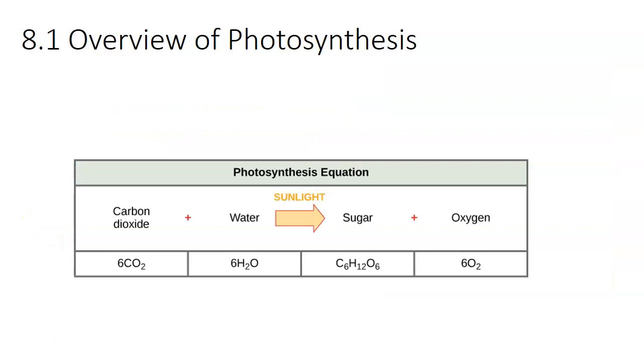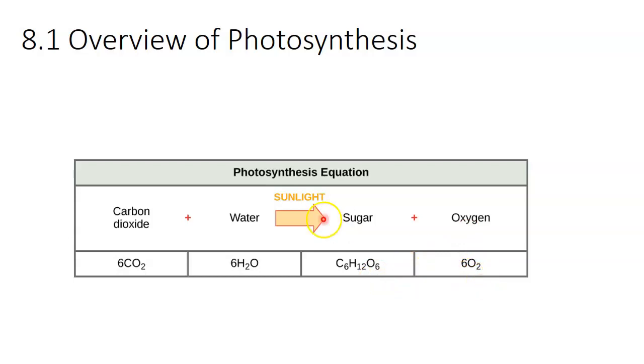Okay. So here is our very simplified equation for photosynthesis. We've got carbon dioxide, 6 of them, so 6 CO2, plus water, 6 H2O, plus sunlight. So energy from the sun is going to yield simple carbohydrates like glucose, C6H12O6, and oxygen, so 6 O2.